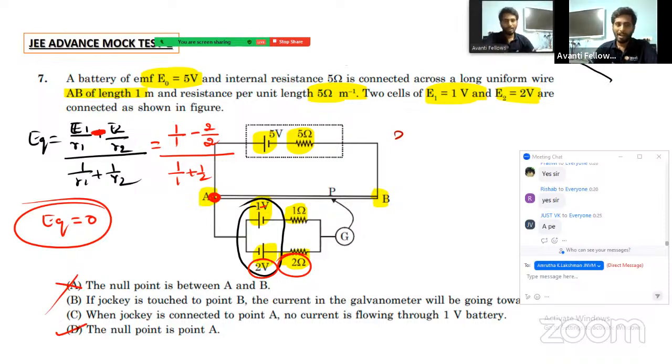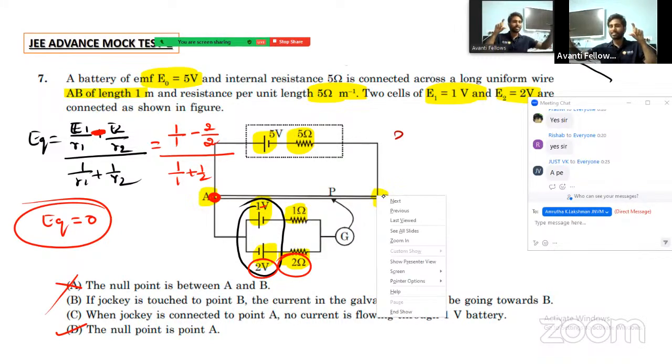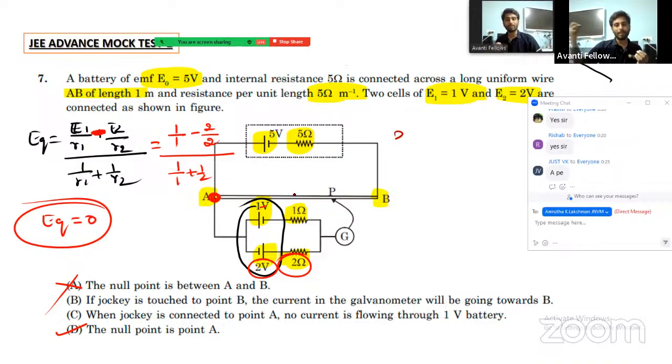Okay, well. And next to that, देखो और तो एक question है. If jockey is touched to the point B, the current in the galvanometer will be going towards B. Okay, मान लो मैंने जॉकी को इधर रख लिया, इधर रखने से क्या हो रहा है? पोटेंशियल इधर से इधर तक गिरते जा रहा है. If potential is dropping in this direction means current allow करता है ना, because it will create a potential difference. Potential difference create हो रहा है means current will be allowed to pass through that wire. Right? So we can say the current will start moving towards the B point. Hence, the second option is also correct.